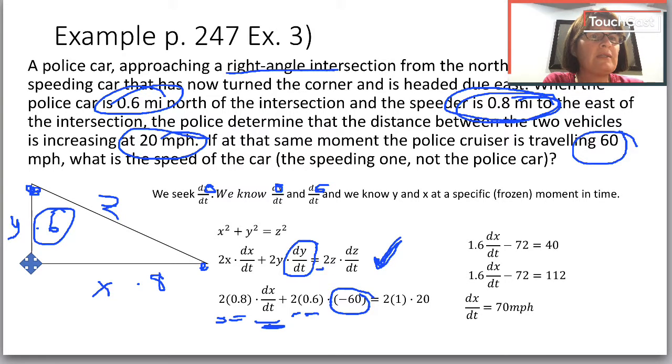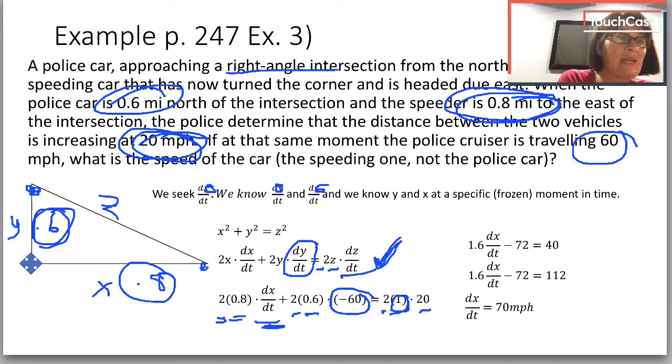I have 2z dz/dt. Well, the 2 is there. dz/dt, I knew. I was told that distance is increasing, so the rate of change must be positive. And that's 20 miles per hour. How did I get this 1? So I have to think through, if I'm going to freeze this picture in time, and I know at that moment y is 0.6 and x is 0.8, I have to figure out what z is at that moment. I can use the Pythagorean theorem to find that distance z. So at the same moment when y is 0.6 and x is 0.8, z is exactly 1. That's where this 1 comes from.